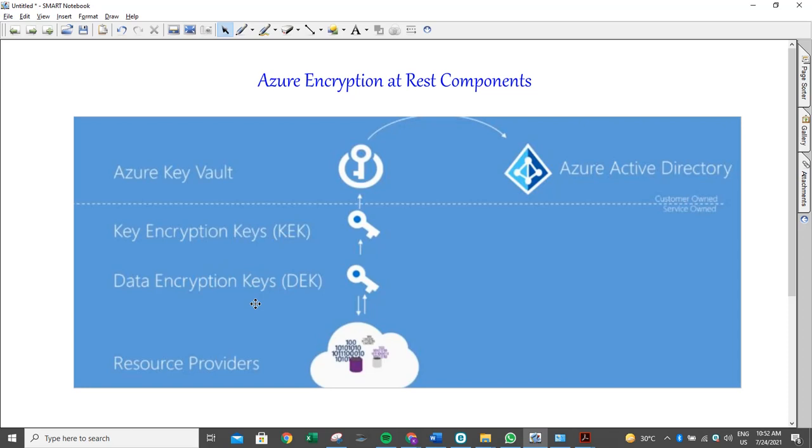So basically we have to understand that encryption of data at rest has three components. One is Azure Key Vault, another is Azure Active Directory, and it should be controlled by more than one key. That is the key hierarchy we have to follow, with key encryption keys and data encryption keys. Let us see both in detail in our upcoming videos.